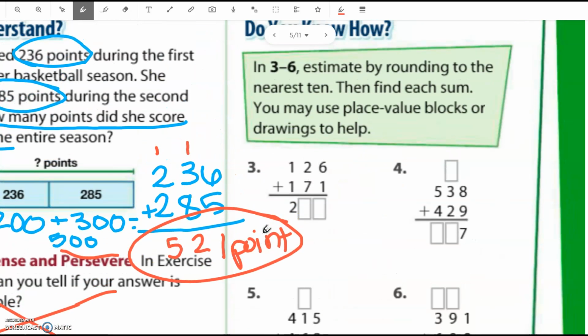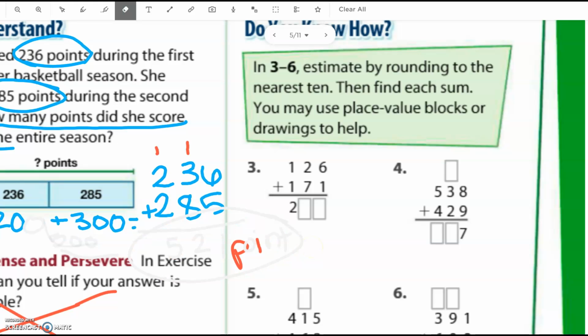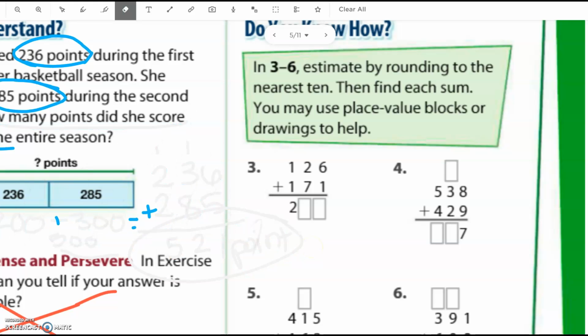Let's move on to some practice. Now we have some missing numbers on this side. Make sure that you had all of that written out. If you need to rewind or pause, you can do that. So first we have to estimate by rounding to the nearest 10, then find each sum. You may use place value blocks or drawing to help.